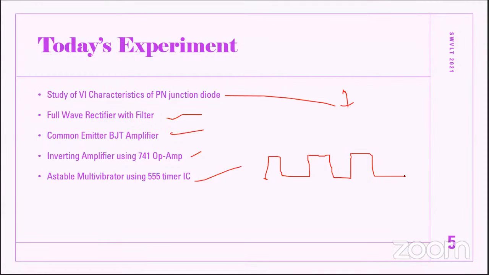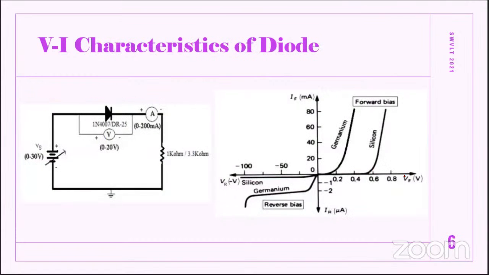So these are the basic 5 experiments I will discuss, and I will discuss how to do them with Multisim, right? So first we start with the study of VI characteristics of the PN junction diode.